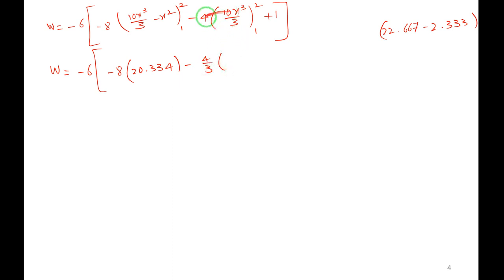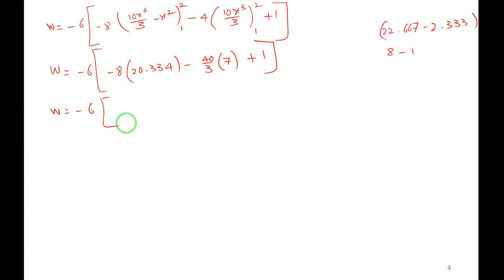Okay, I can take 10 also outside, right? 10 into 4 is 40, divided by 3. Upper limit 2 cube, right? 2 cube is 8. Upper limit minus lower limit, 8 minus 1, 7 I am getting here, right? Plus 1. So we will simplify it.